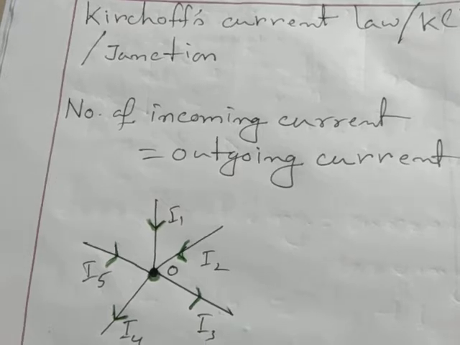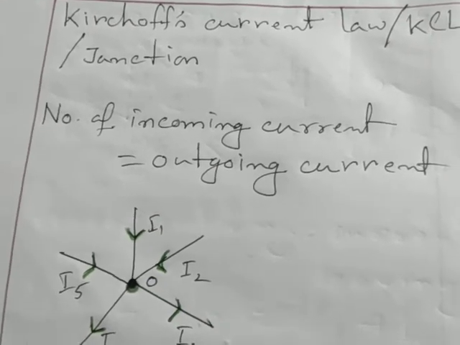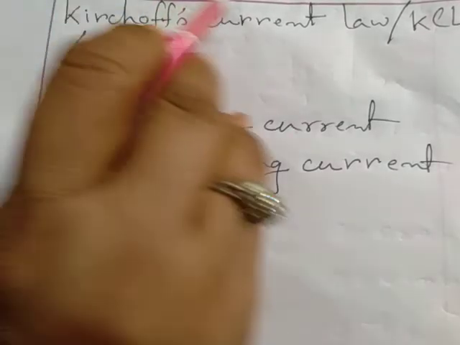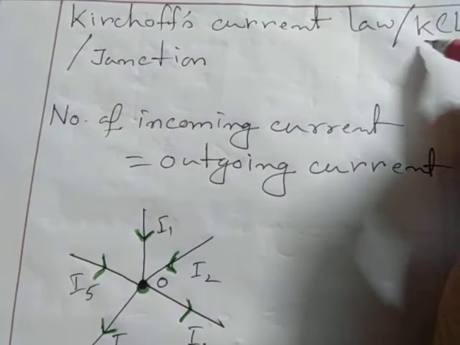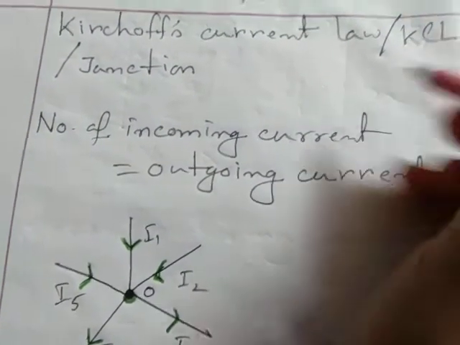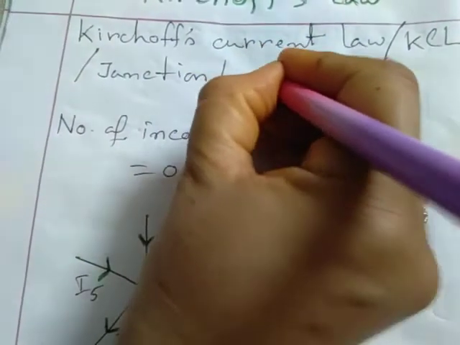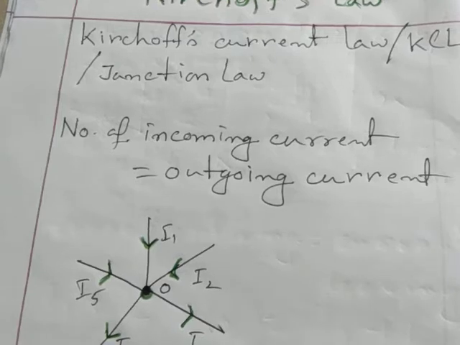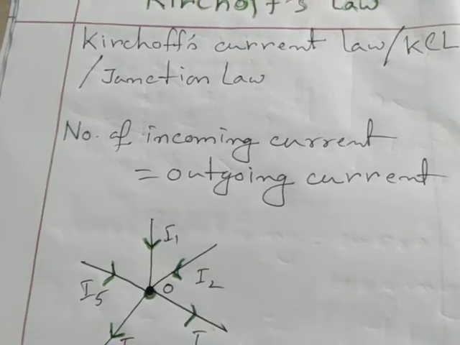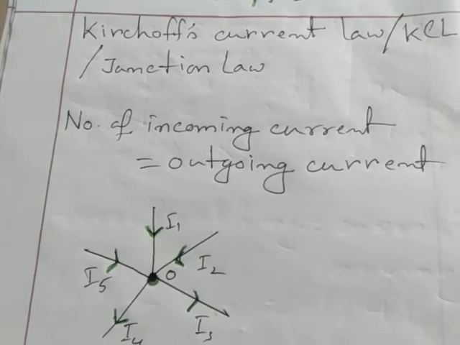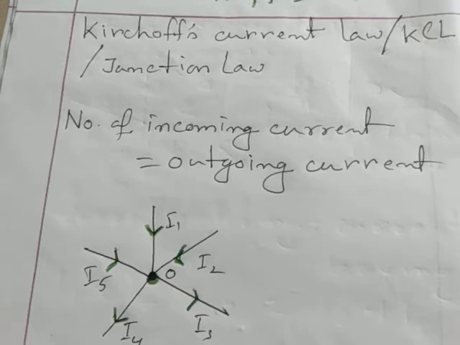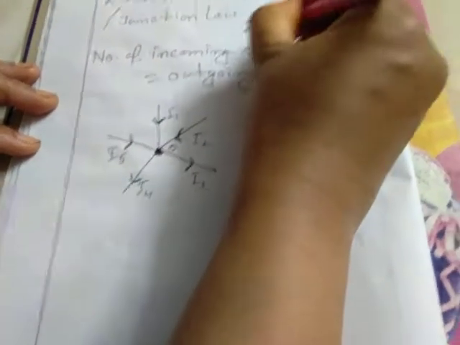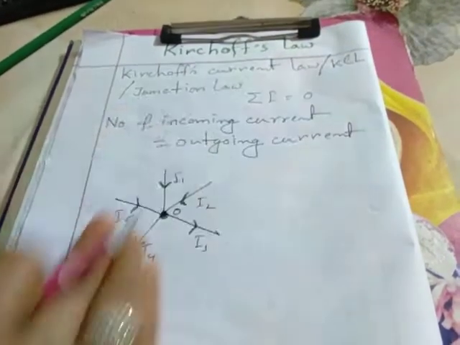Kirchoff's law has two parts, Kirchoff's current law and Kirchoff's voltage law. Kirchoff's current law, in short form, is written as KCL, and you can also call it the junction law. So Kirchoff's current law, or Kirchoff's junction law, states that the summation of current in a junction is 0. That means summation of current I equal to 0.